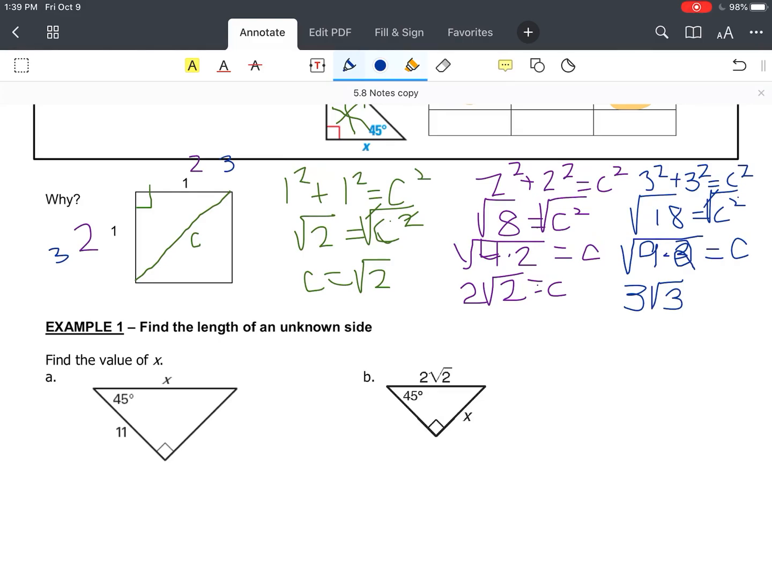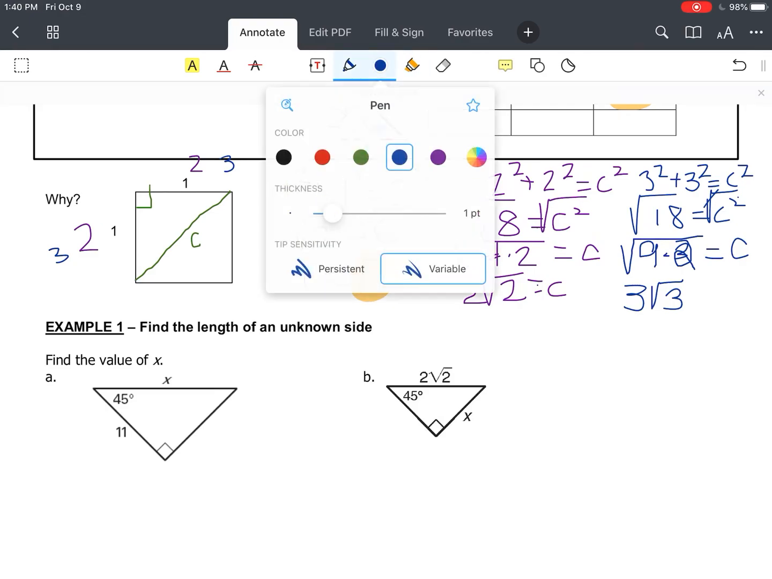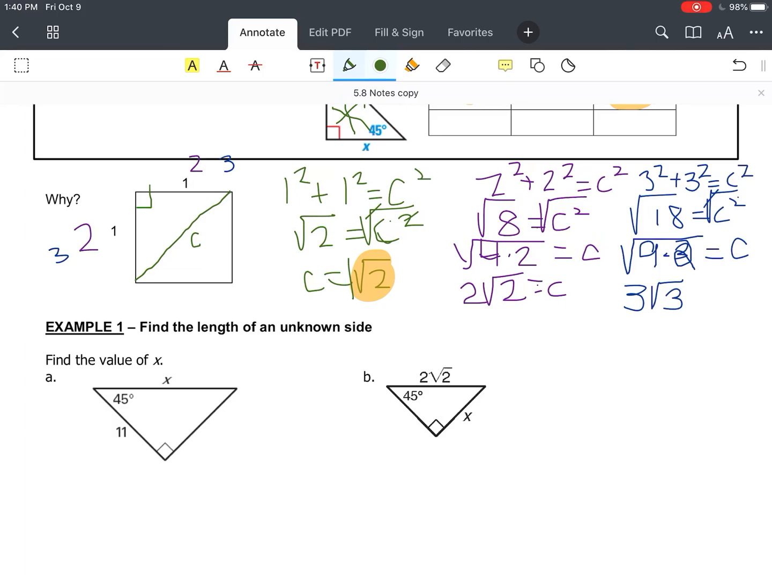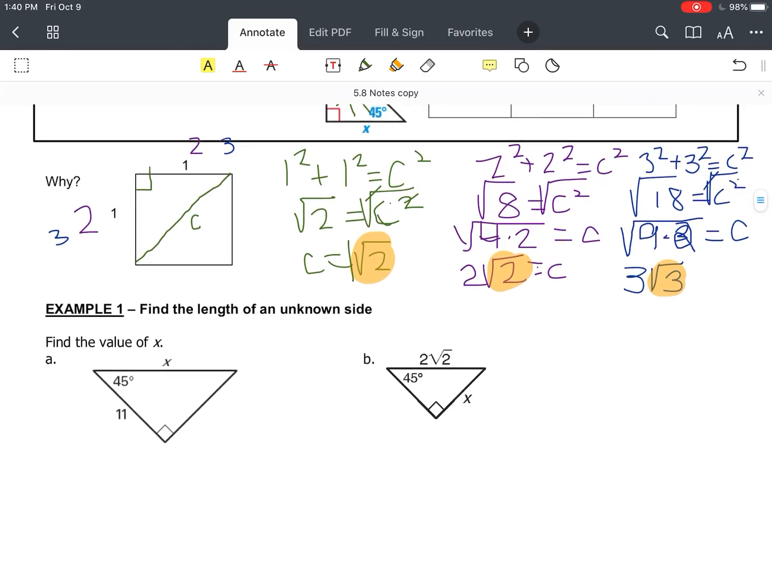So you'll notice that it's always in the pattern of the two legs are going to be the same, and the hypotenuse is going to be root 2 times the leg. So in the first case, it was 1 root 2, and my legs were 1. In my second case, it was 2 root 2. In my third case, it's going to be 3 root 2. My two legs are 3, and my hypotenuse is root 2 times that.